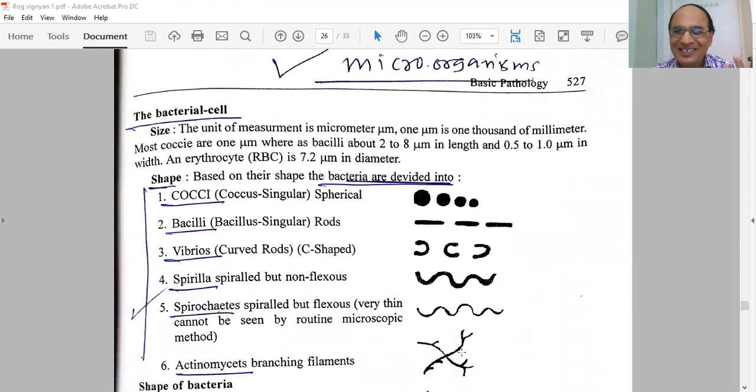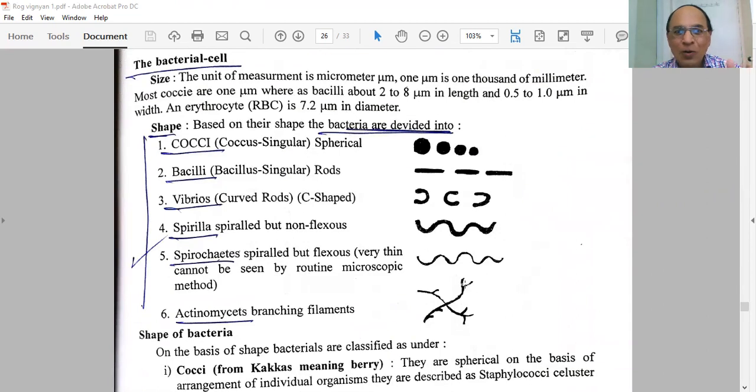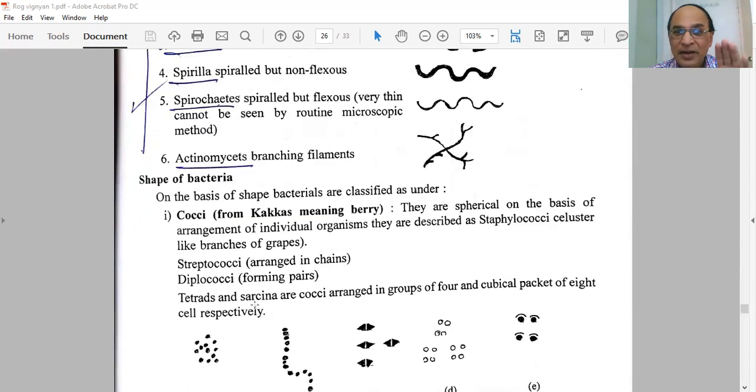Again, pictures. Salute, Dr. Vivekanand. Microorganisms. Can you see bacterial cell, cocci, how they look, spherical. Bacilli, can you see rods? Vibrios, C-shaped. Spirilla, can you see spiral but non-flexus? Then spirochetes and actinomycetes. How nicely schematic diagram is there. No colorful and unnecessary wastage, but in a simple manner he has explained the shape.